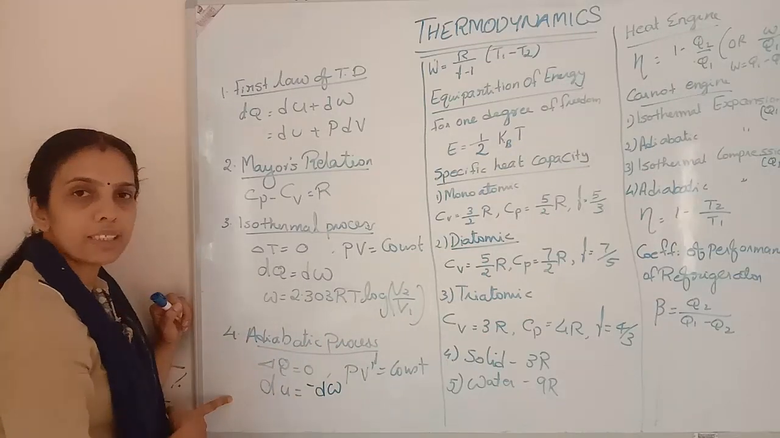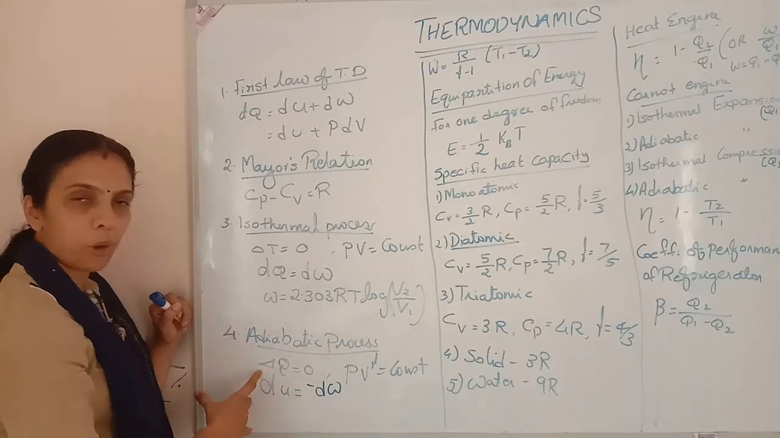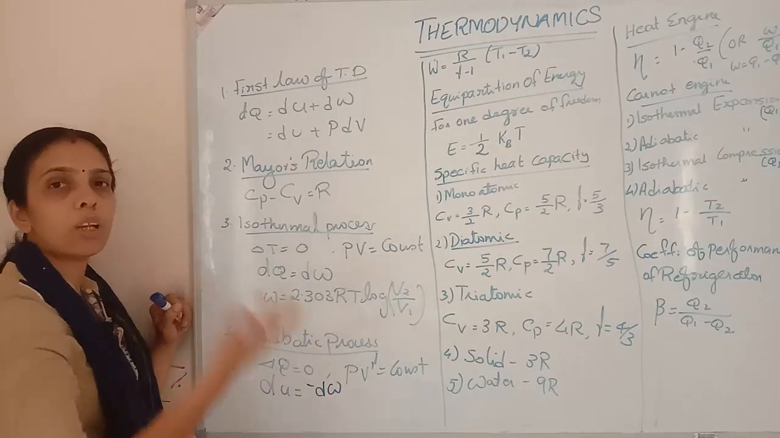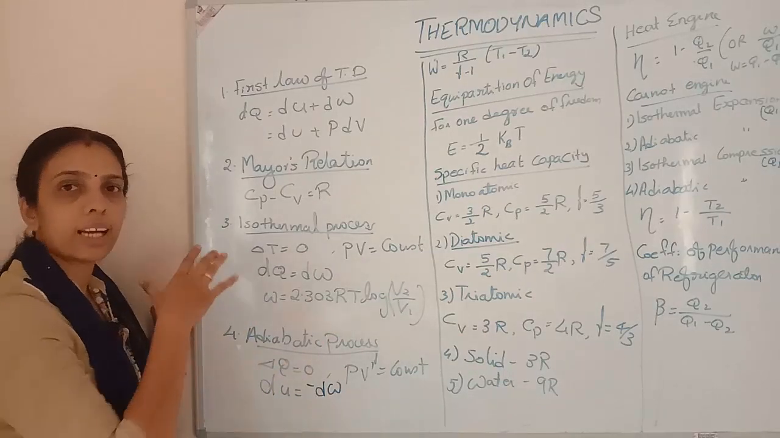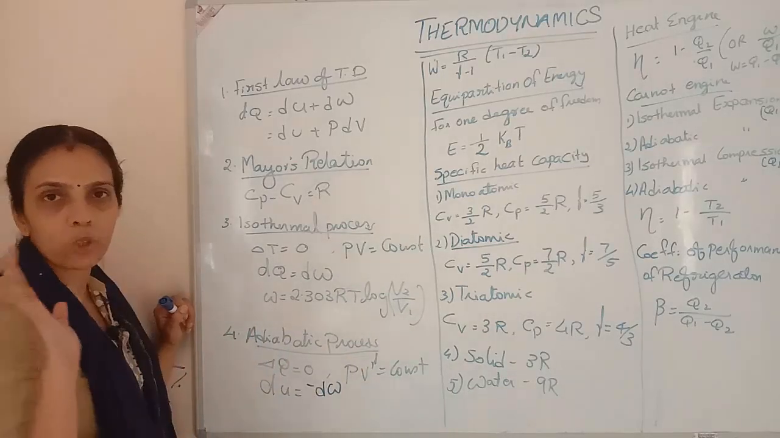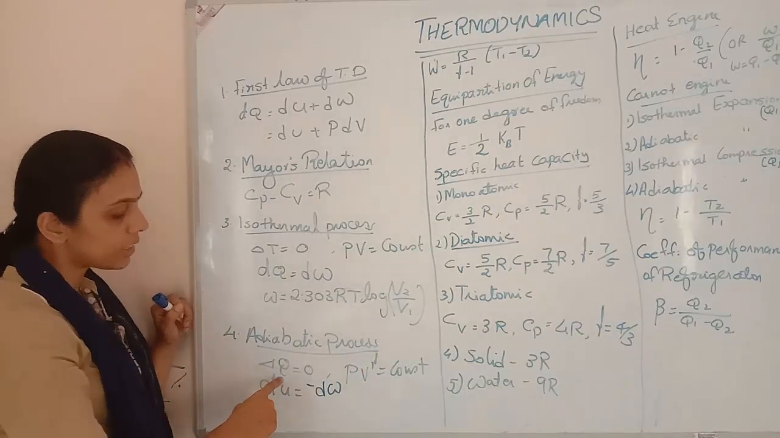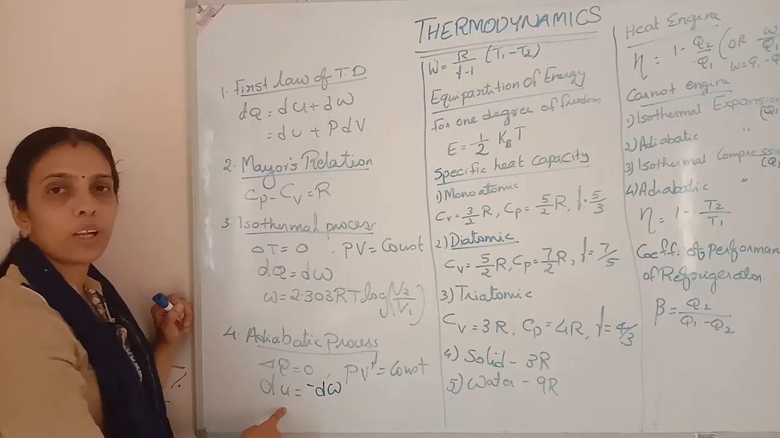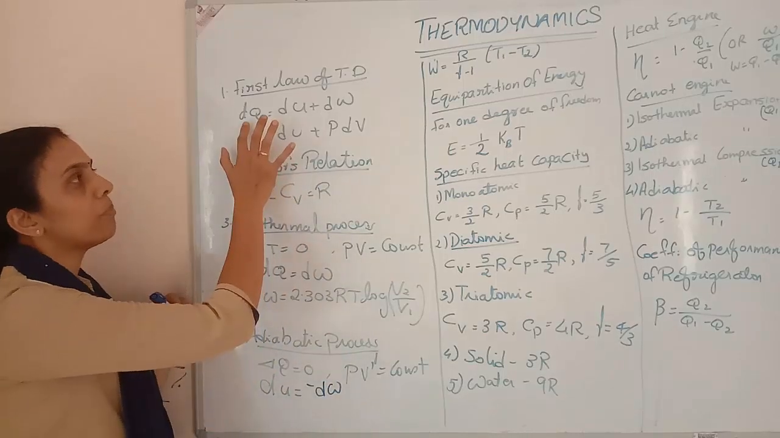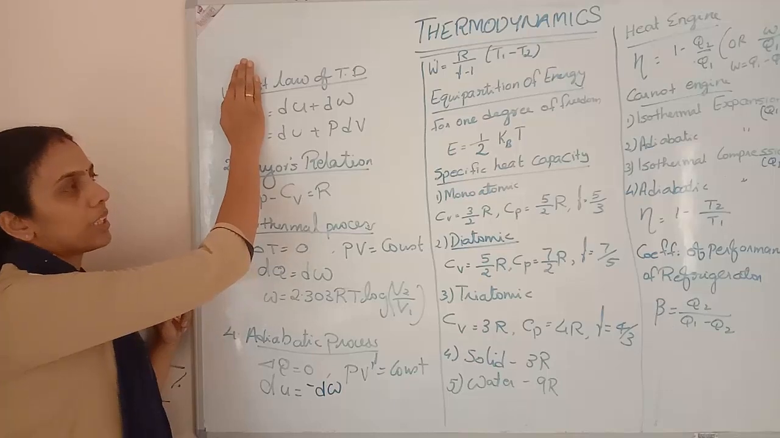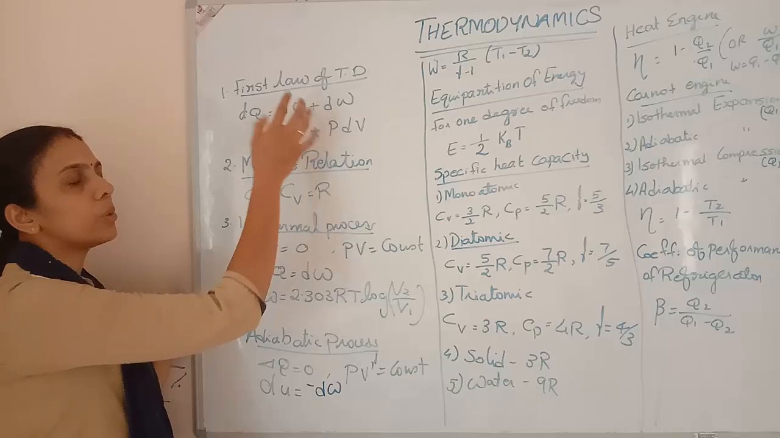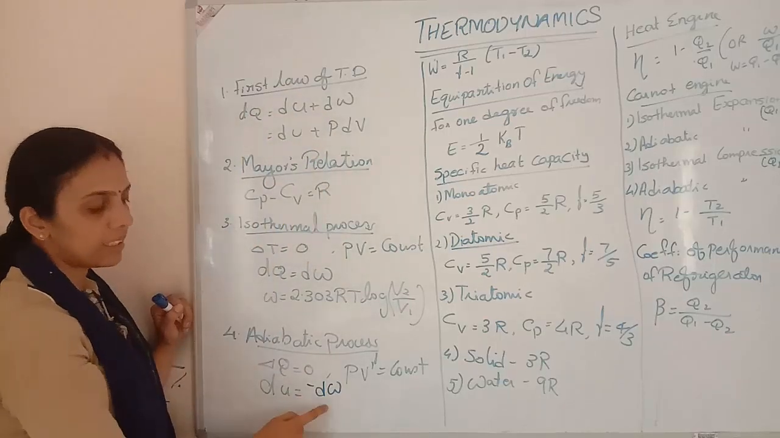Next is the adiabatic process. What is an adiabatic process? In an adiabatic process, no heat energy is absorbed or liberated by the system. That is, the change in heat energy is 0 there. That is delta Q equals 0. Or we can write it as du equals minus dw. See, dq is equal to 0. That is du plus dw equals 0. That means du equals minus dw.